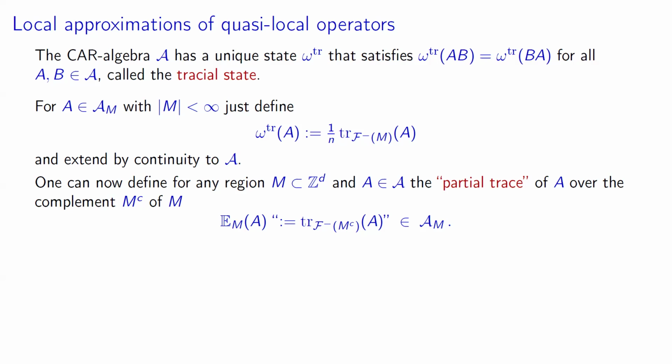And now what one would like to define is a map E_M for any subset M of the lattice that takes an observable A and then "takes the trace" over all the factors that come from positions that are not in M. So we trace out everything around M. There are quotation marks because this is not defined in a completely obvious way, and this should then be an observable completely localized in the region M.